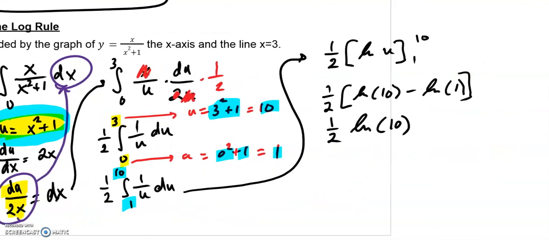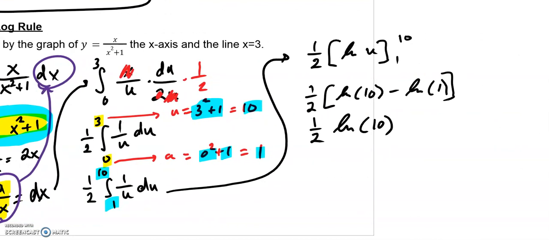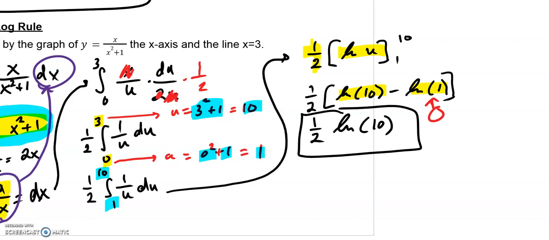So I integrate 1 over u, and that's the natural log of u. And it's still times the 1/2. Then you plug in your upper minus your lower. And the natural log of 1 is just 0 anyway. And so it just becomes 1/2 natural log of 10, or the natural log of the square root of 10, however you want to write that. But this is kind of where we stop. Let's not plug that into a calculator. We'll stop right there.